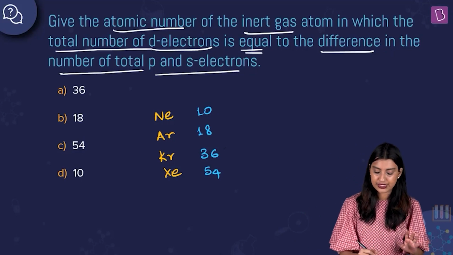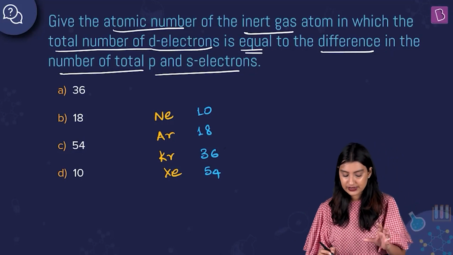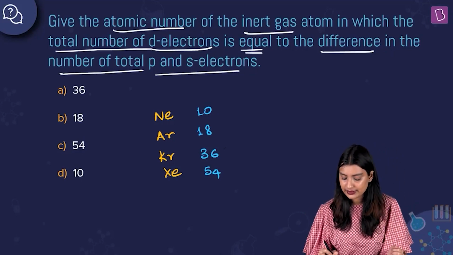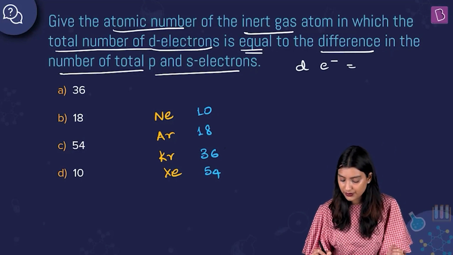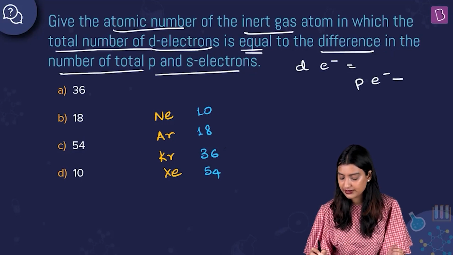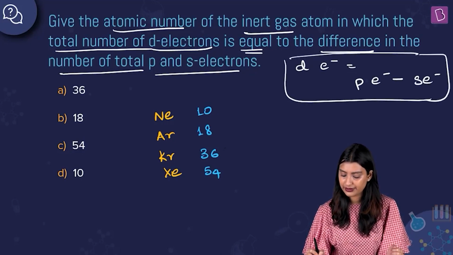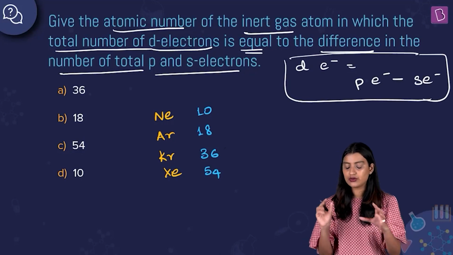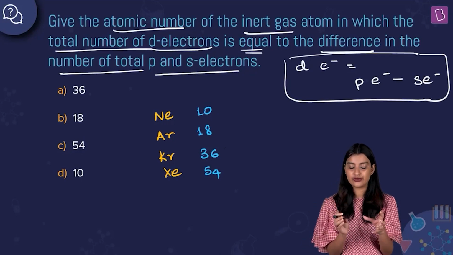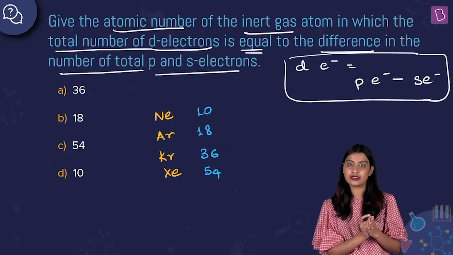So how do you proceed with this question? First thing is, basically they're saying that the number of d electrons is equal to number of p electrons minus s electrons. This is what we have to find out, okay? Only if you find out this relation to be true for any of them, then you can say that, okay, this is the right answer.